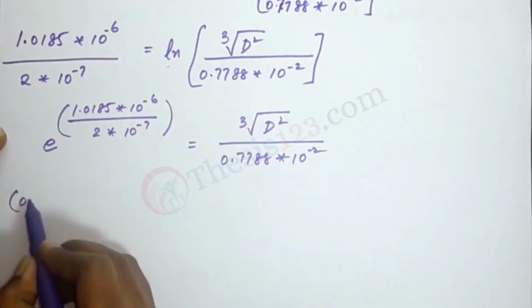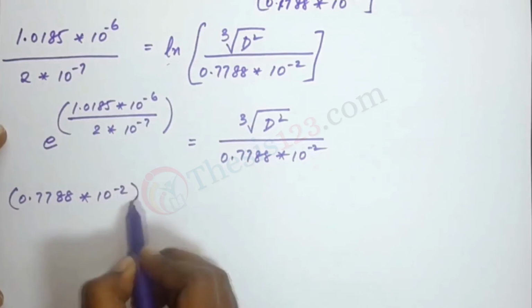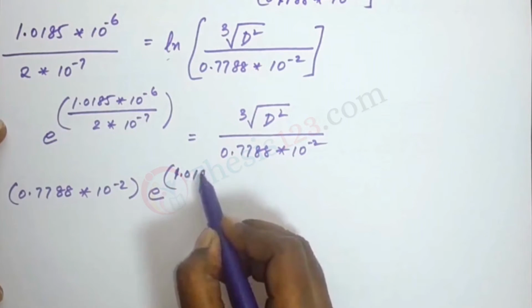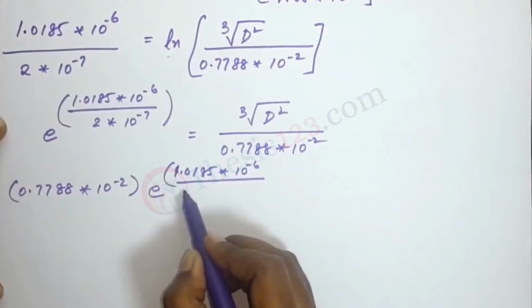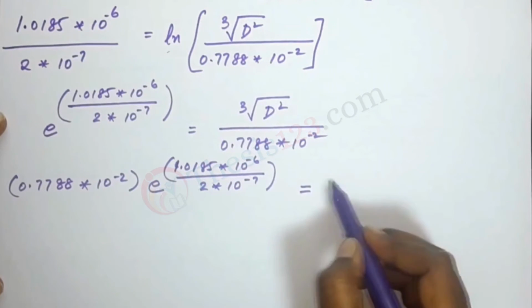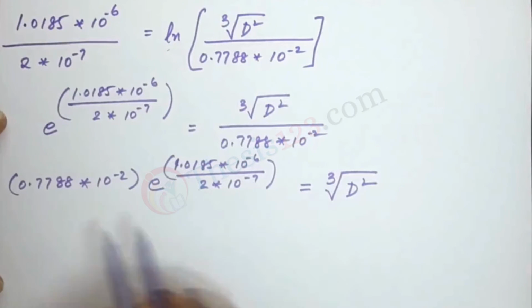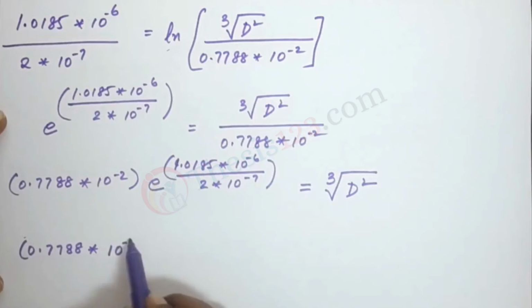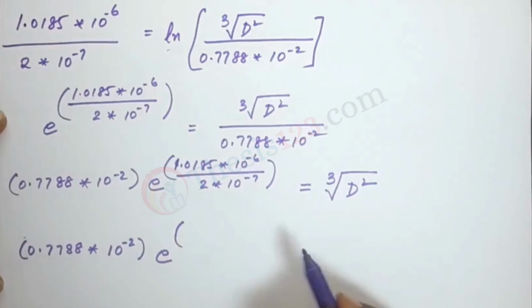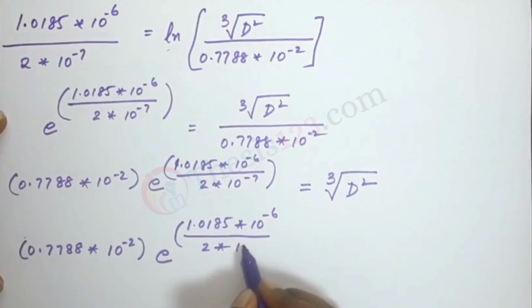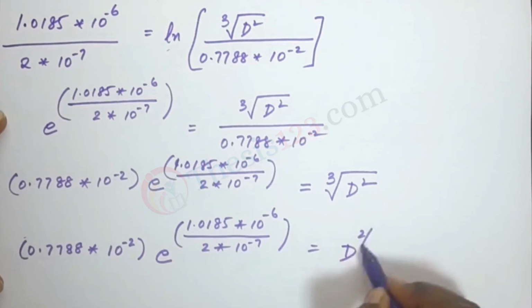You can cross multiply. You'll get 0.7788 into 10 power minus 2 times e to the power of this entire term, 1.0185 into 10 power minus 6 divided by 2 into 10 power minus 7, equal to the cube root of d square. I hope this is visible to you all. I'll write this down very clearly: 0.7788 into 10 to the power minus 2. Make sure that you solve each of these terms first. E power 1.0185 into 10 power minus 6 divided by 2 into 10 power minus 7 is equal to d to the power 2 by 3.